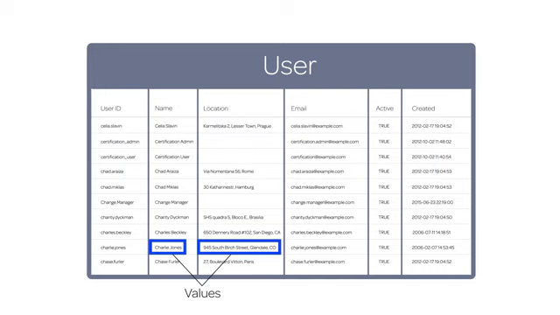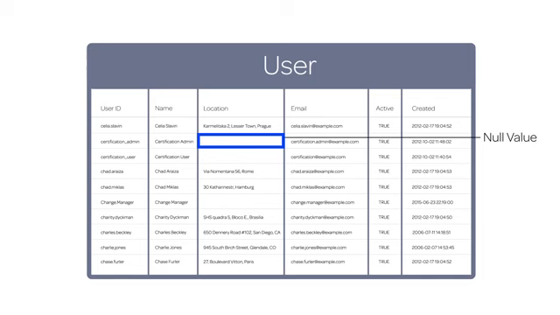The name attribute of the name field on the user table is sys_user.name. Values are the actual data, such as this user's name, Charlie Jones, or his location in Colorado. In some cases, the value may be empty or null.